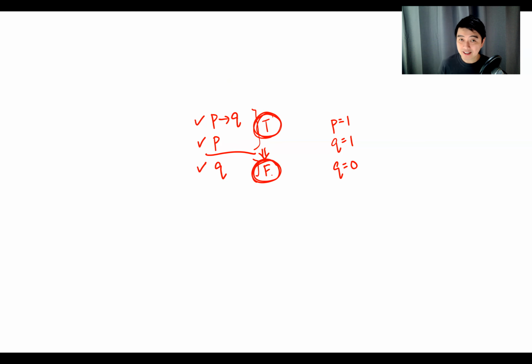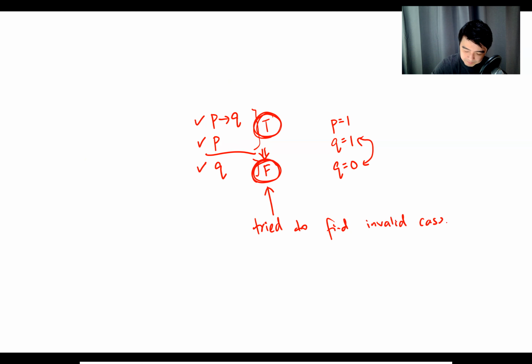Now, if I'm able to find a case like this, then I can say that this law is invalid, because the top does not guarantee the bottom. However, what's the problem here? The problem is that we have a contradiction of Q's. Q needs to be a 1 and a 0 at the same time, which can't happen. So we tried to find an invalid case. Can we find an invalid case? No, we cannot. Therefore, it's valid.